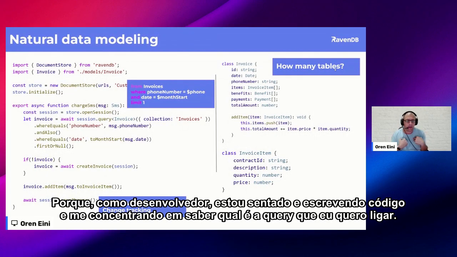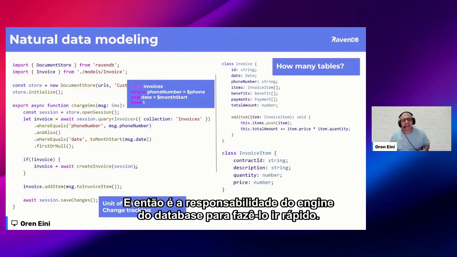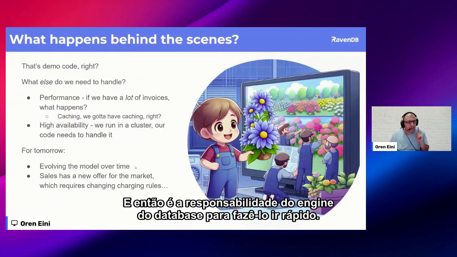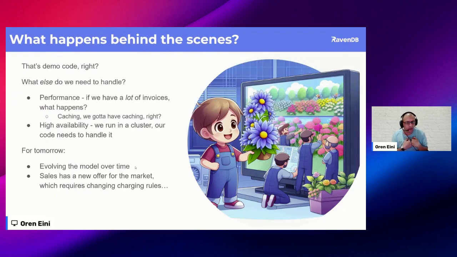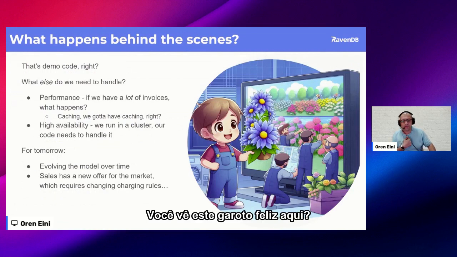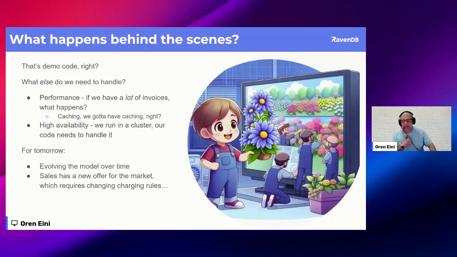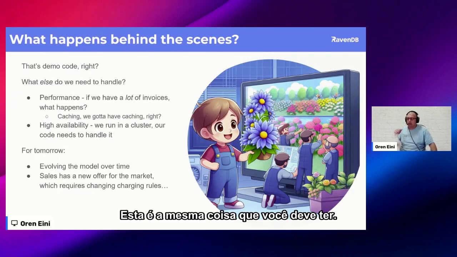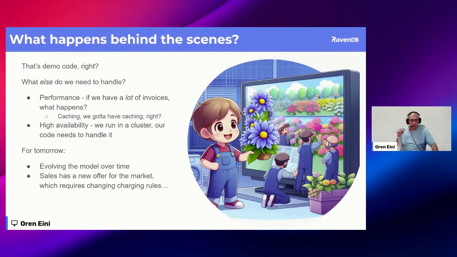Because as a developer, I'm sitting there writing code and focusing, okay, what is the query that I want to run? And then I run the query. And then it is the responsibility of the database engine to make it go fast. It's not my responsibility as the application developer. You see this happy kid over here? He's happy because he's running queries and there is a whole team maintaining the garden. That's the same thing that you ought to have. That's what we implemented in RavenDB specifically for that scenario.